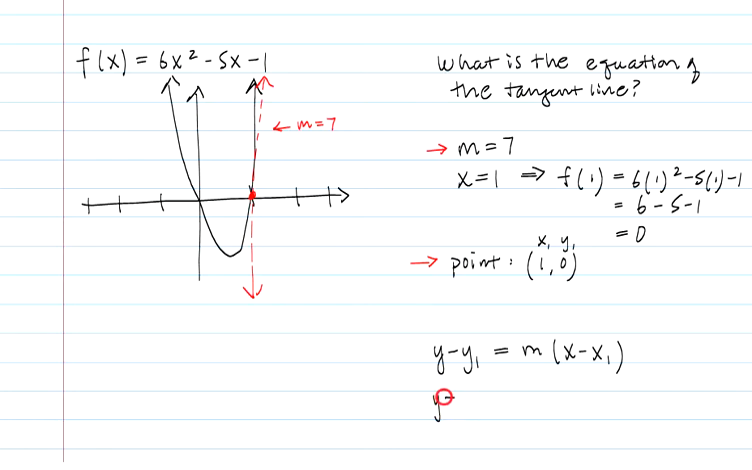So y minus y1 would be y minus 0 equals the slope, which is 7, times x minus the x coordinate of our point, which is 1. So this simplifies to y equals 7x minus 7.